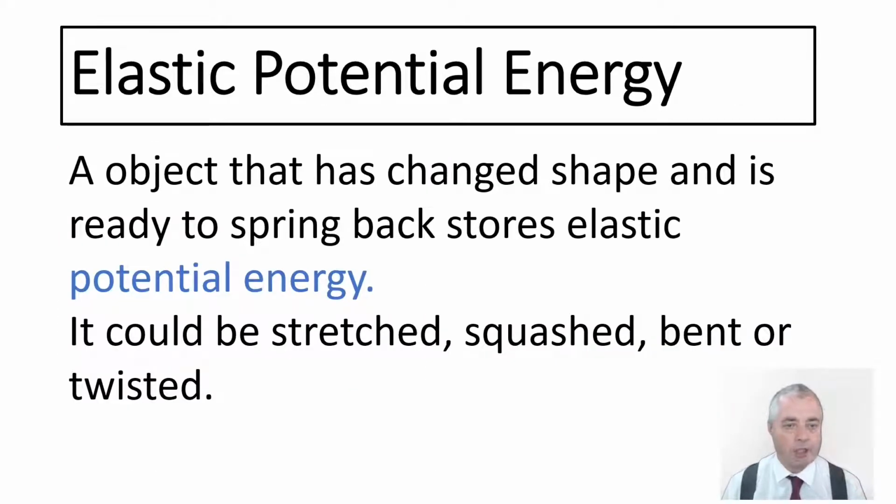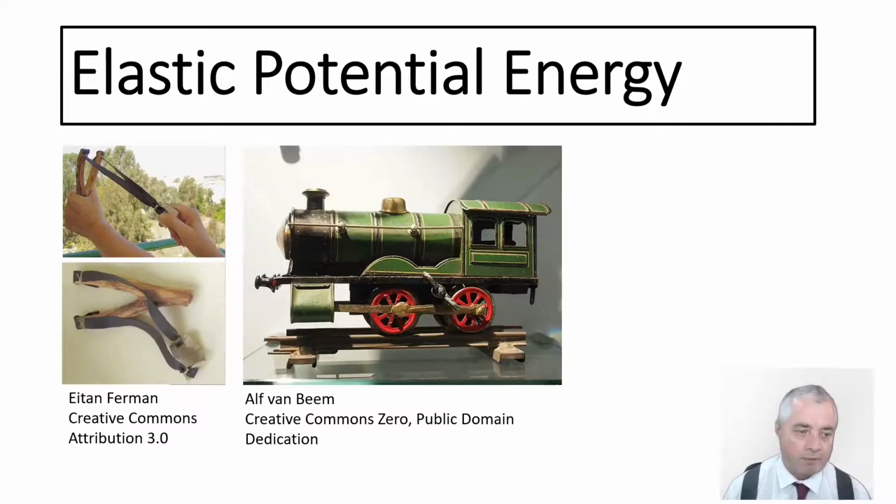Elastic potential energy is to do with things that have had their shape changed and they're ready to spring back. So if you stretch something or squash something or bend something or twist something and it's ready to spring back, it's storing elastic potential energy. Or if you want to put it another way, it's got energy in the elastic potential energy store. And here are a couple of examples of things that have got energy in the elastic potential store.